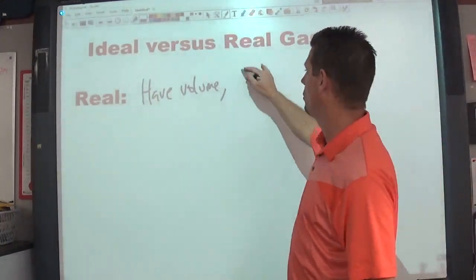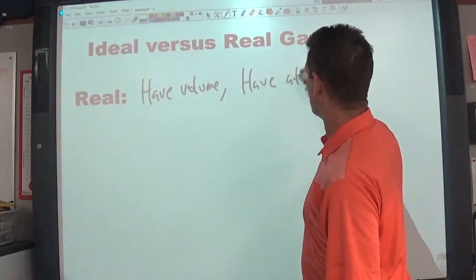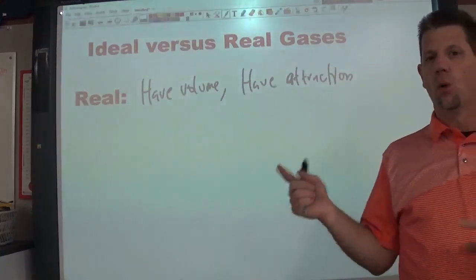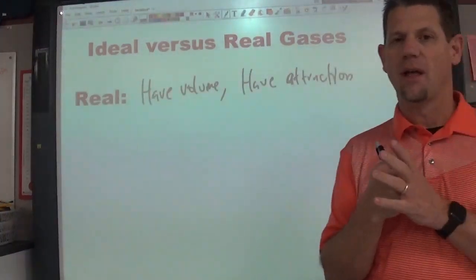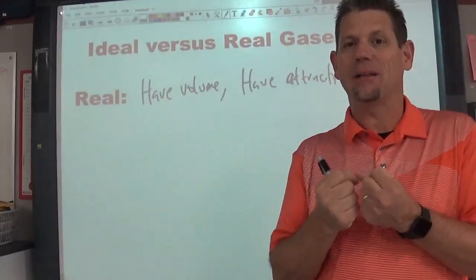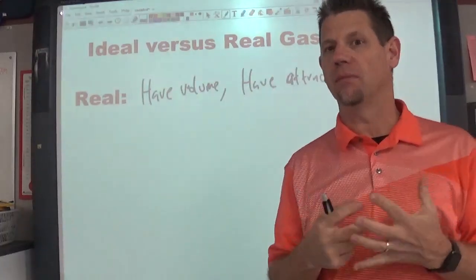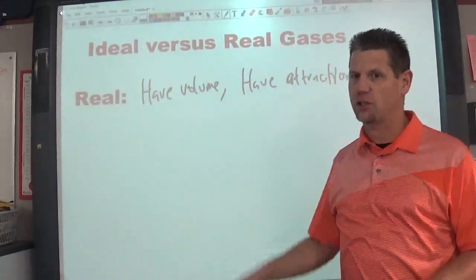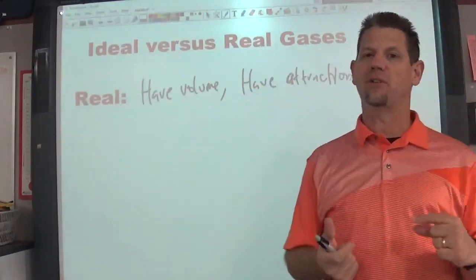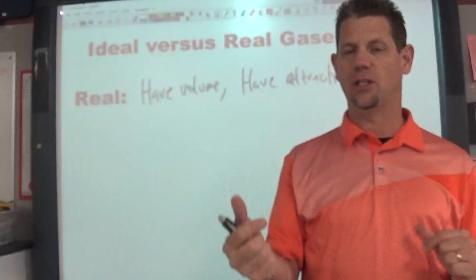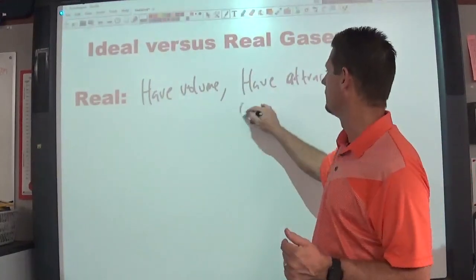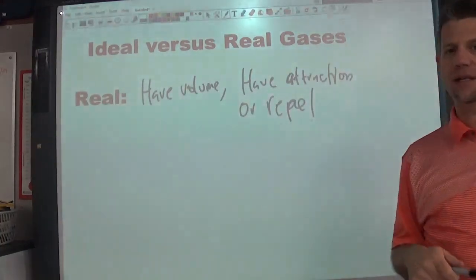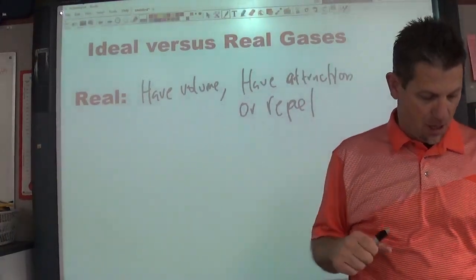They're also going to have an attraction for each other. That attraction means when they're flying around and bump into each other, they might actually stick and become a larger molecule or start to even become liquefied. So real gases have volume, they have an attraction, and sometimes, if they're different gases, they may even repel each other. They might push each other away. Those are the things that make a real gas different from an ideal gas.